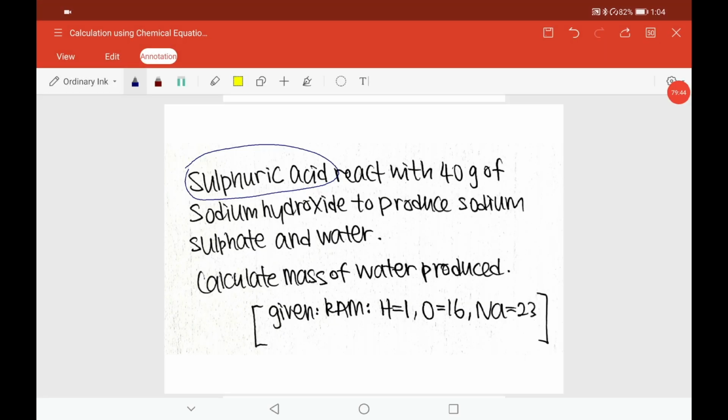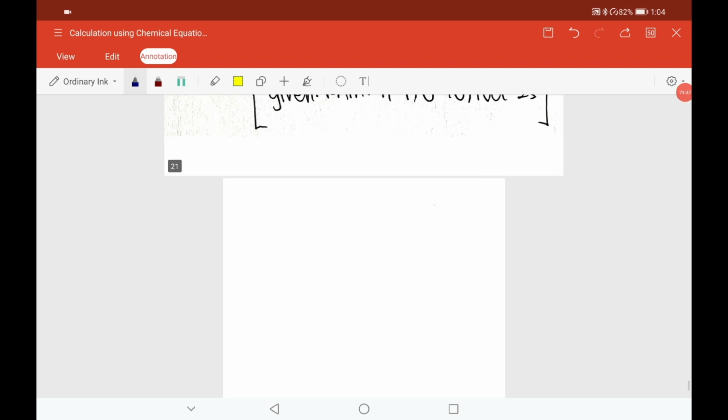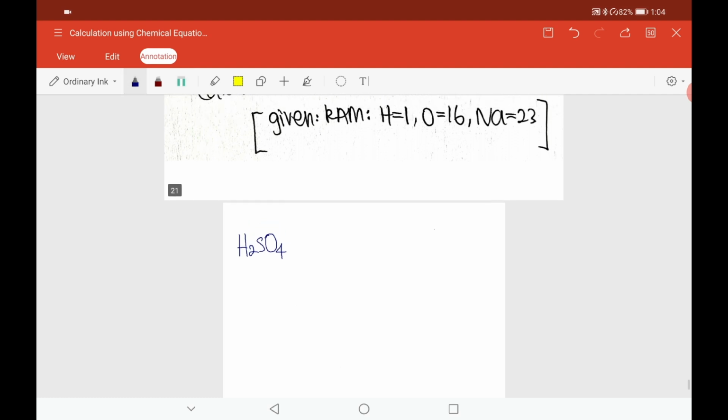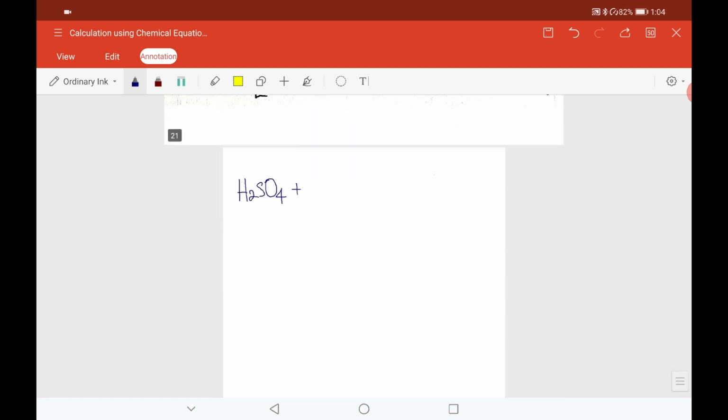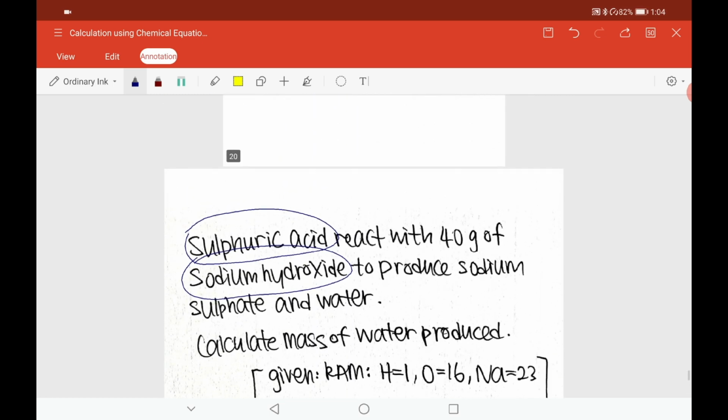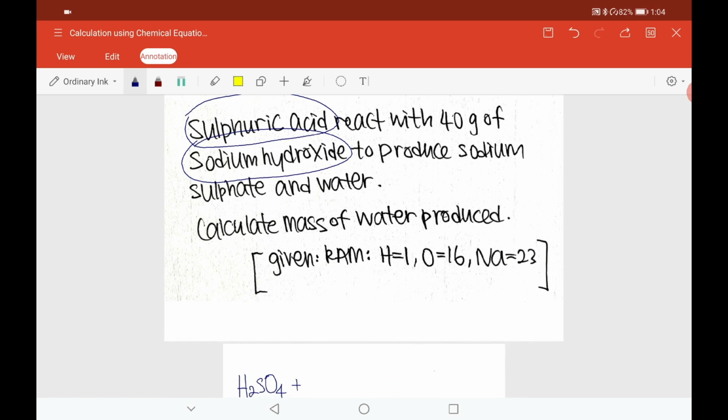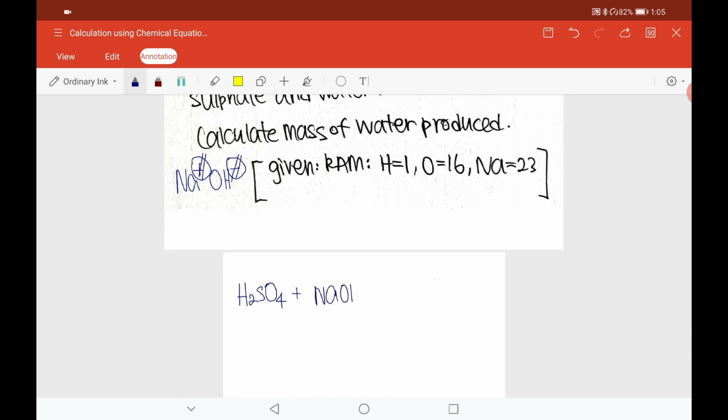Sulfuric acid, the formula is H2SO4. Okay, we learned this in lesson number 6. If you need to, you can revise back. So sulfuric acid reacts with sodium hydroxide. For sodium hydroxide, we can predict the formula from the charge. Sodium, the charge is Na+. Hydroxide, the charge is OH-. They have the same charge, so cancel the charge and stick together: NaOH. So NaOH is the formula for sodium hydroxide.